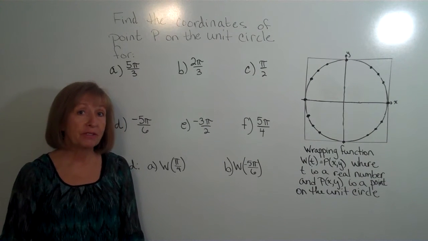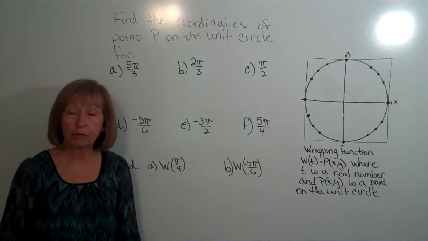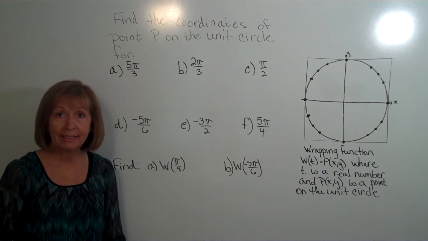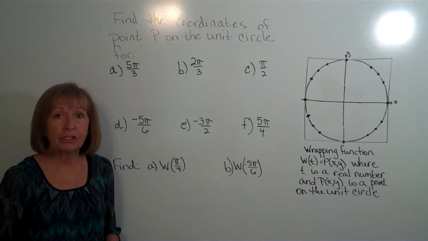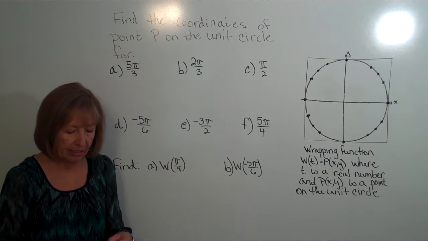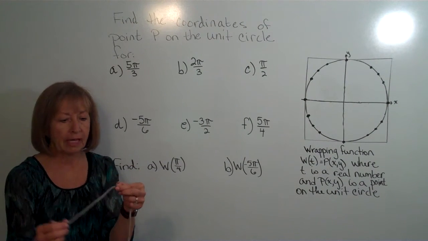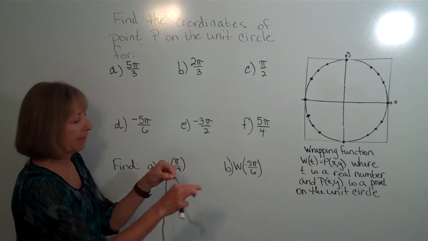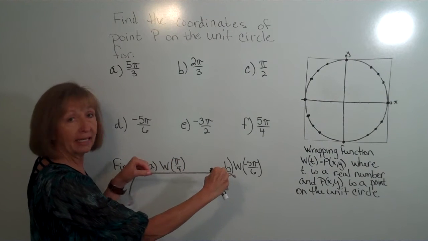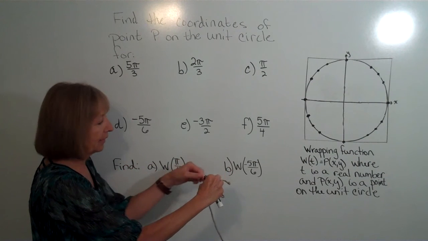A connection that's going to help us a great deal towards graphing trigonometric functions is to look at something called the wrapping function. Now with the wrapping function, you have a real number t that's along a number line. So consider this like a number line where I have 0 on my number line and I have my positive numbers going to the right and the negative numbers going to the left.